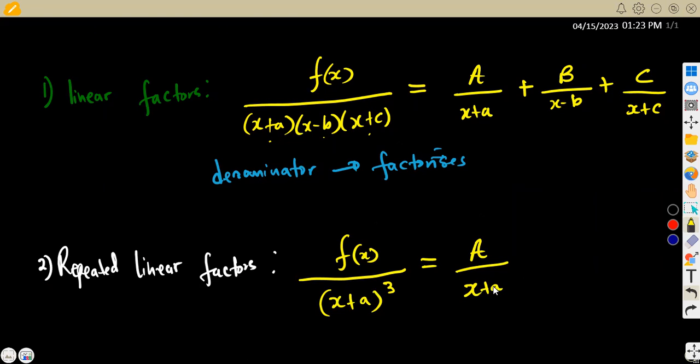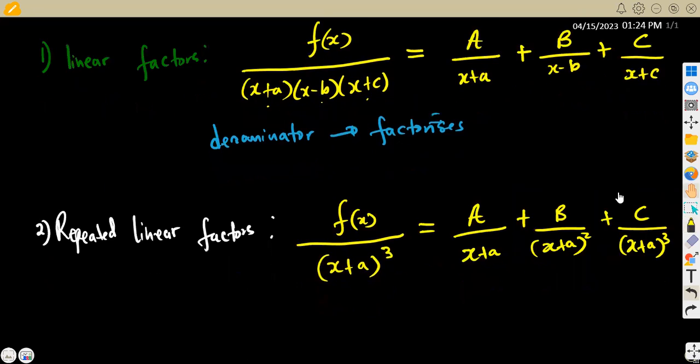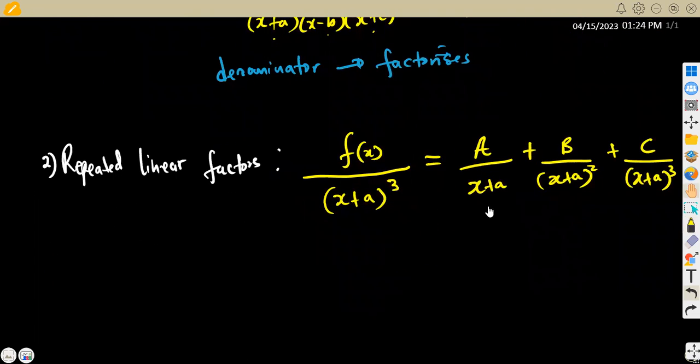So you start from the exponent of 1, you move on to B over x plus a to the exponent of 2, up to the exponent that you are given here. So it is going to be C over x plus a to the exponent of 3. If it was 4, we move on plus D over x plus a to the exponent of 4, like that. These are repeated linear factors. That's how you expand into partial fractions, which can be vice versa. You can even start with the 3, 2 up to 1.